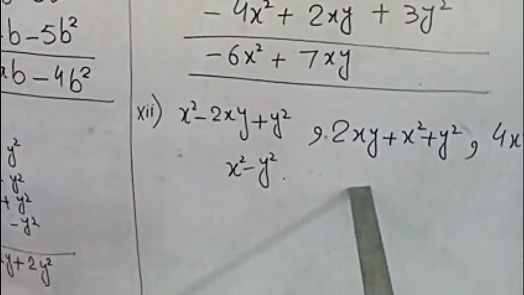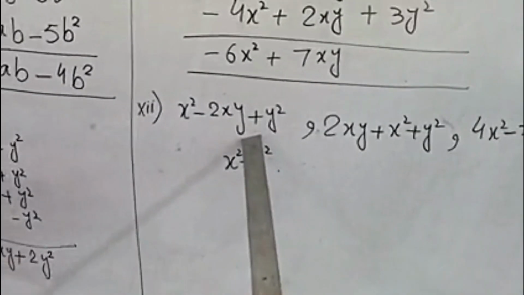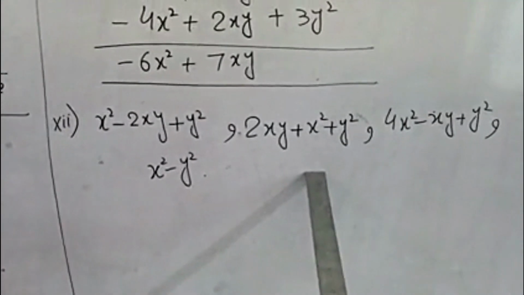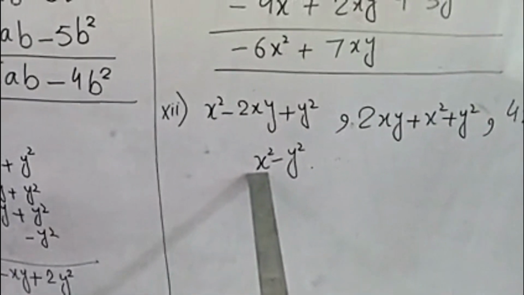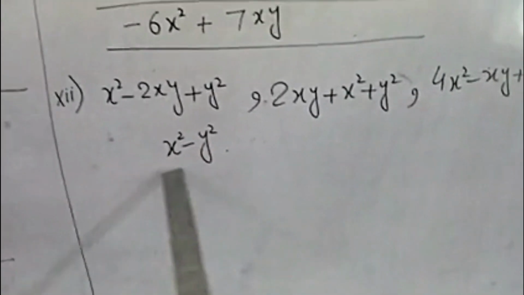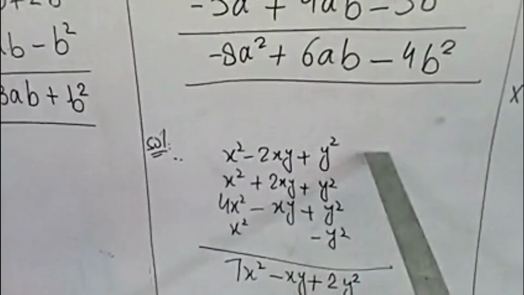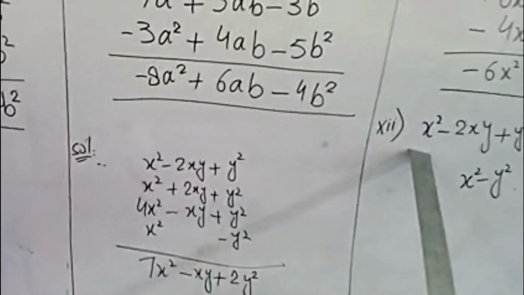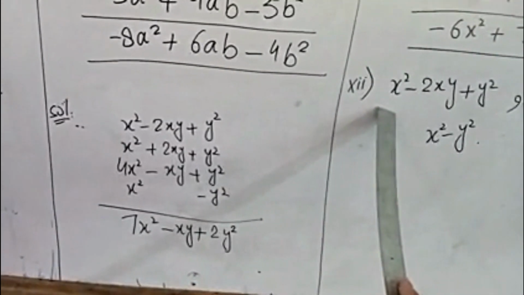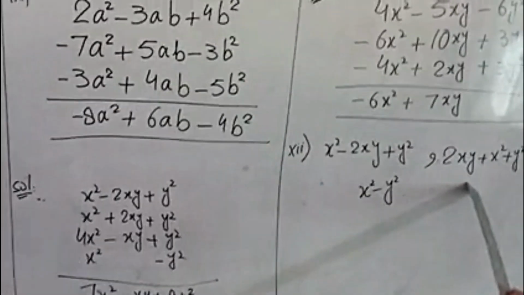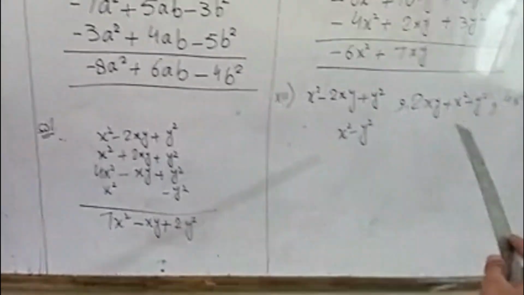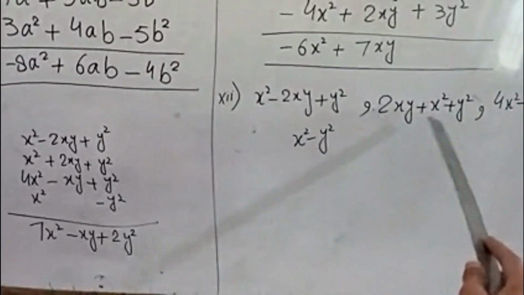Next, x square minus 2xy plus y square added to 2xy plus x square plus y square, and 4x square minus xy plus y square, and x square minus y square. You have to add these 4 terms here. So start adding these 4 terms. Here the first term we write: x square minus 2xy plus y square. Then the second term, like terms will be below like terms. Second term x square plus y square and 2xy.